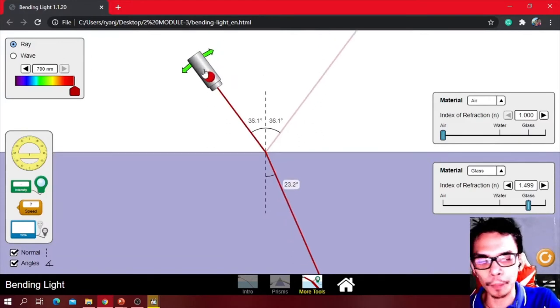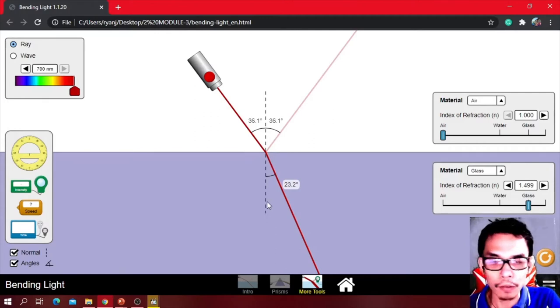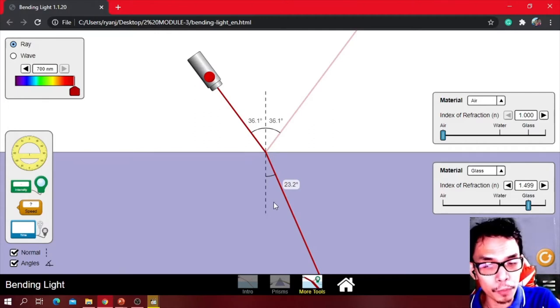Okay, vice versa, if we interchange, this one will be glass. As you can see here, going from a lower index of refraction, which is the air, to the higher index of refraction, which is the glass, the refraction angle, the light ray, hugs the normal line. It moves towards the normal line, compared to what we had earlier.